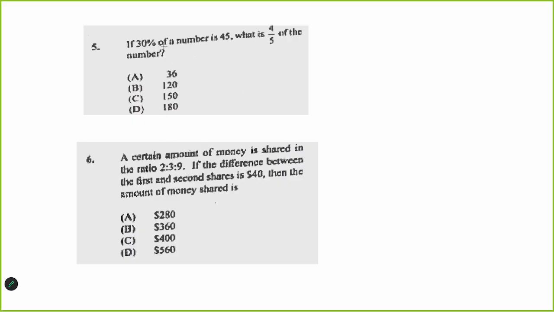If 30% of a number, 30 over 100 multiplied by some number, is 45, what is 4/5 of the number? Right. 30% of a number is 45, and I want to know what is 4/5 of that number. 4/5 multiplied by that number equals what?